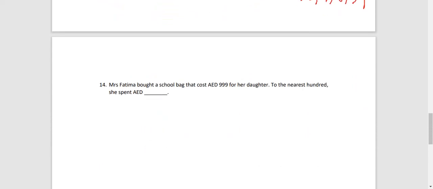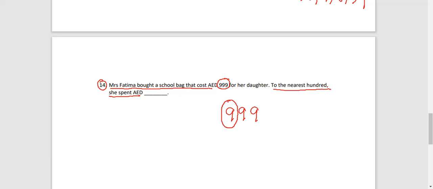Next, let's look at the last question, 14. Mrs. Fatima bought a school bag that cost 999 for her daughter. To the nearest hundred, she spent. Identify the digit in the hundreds place, which is 9. Check the next digit. The number is 9. Remember, it's more than 5. Therefore, you need to add 1 by rounding up. So 9 plus 1 is 10. The remaining two numbers turn to 0. So the correct answer for this is 1000.